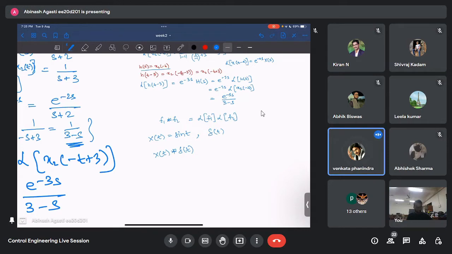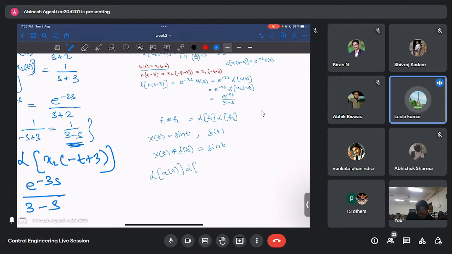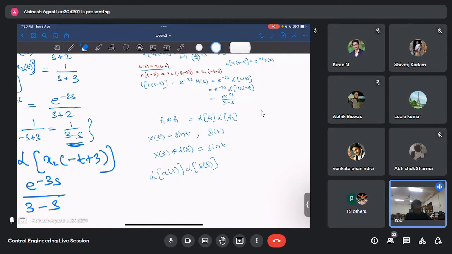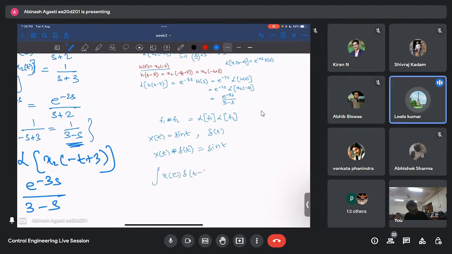Sin t. Okay. Sin t. So, what is the Laplace, like multiplication of the Laplace of these two? Sir, how is it sin t? x of t into delta t means sin t into delta t should come, no? This is not multiplication, this is convolution, the thing that we mentioned earlier: the integral of x of tau into delta of t minus tau d tau.